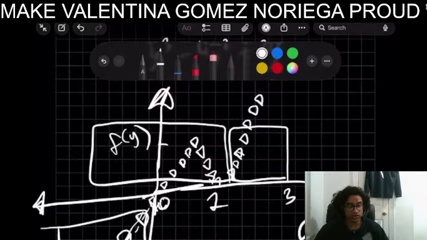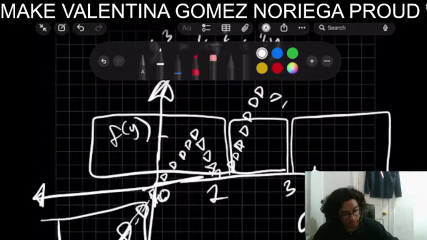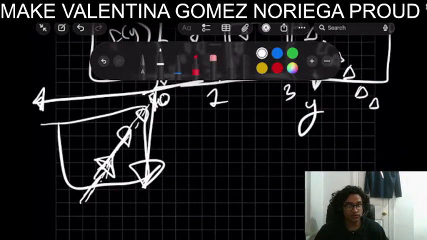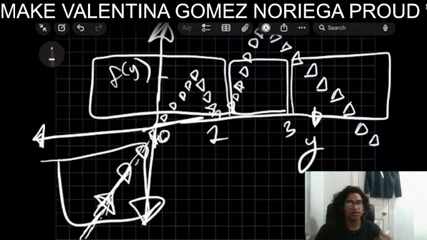Because now we're going to enter the y greater than 3 region, we're going to widen it. We can keep going all the way to the side, we can do that. But this is how the graph will look like. Cool?